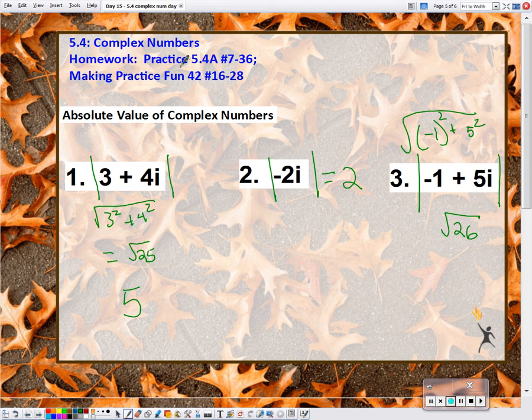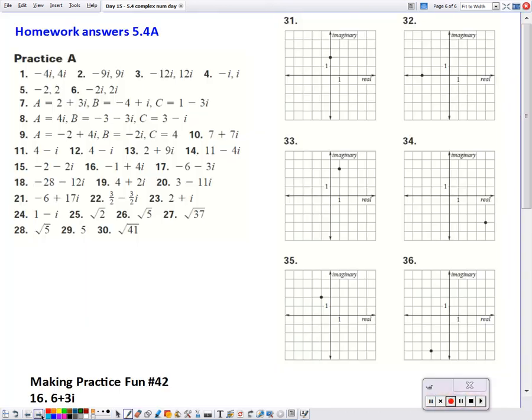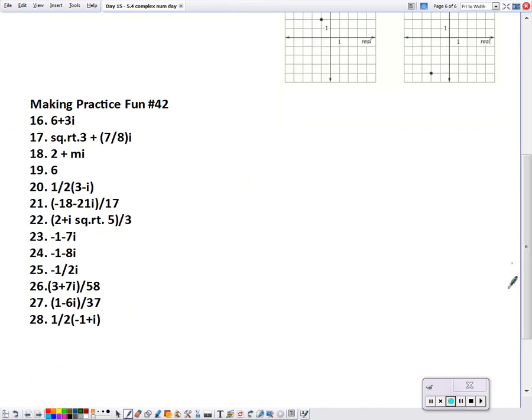Your homework tonight is practice 5.4a, and numbers 7 to 36, and making practice fun 42. I'm going to turn the page, so if you want to, you can pause the video and check your answers as you go. Here are the answers for practice A. And here are the answers for making practice fun 42.